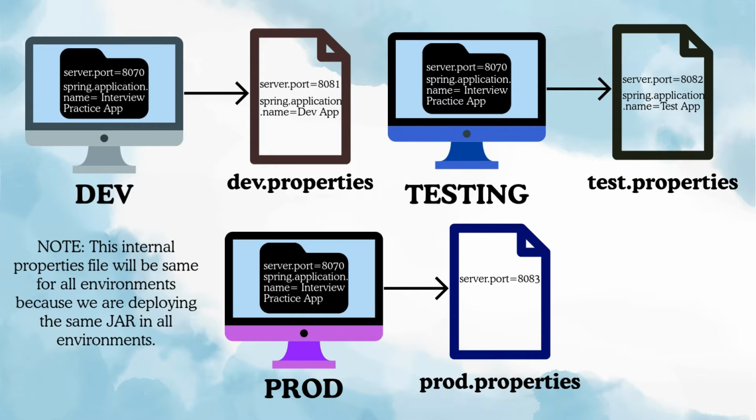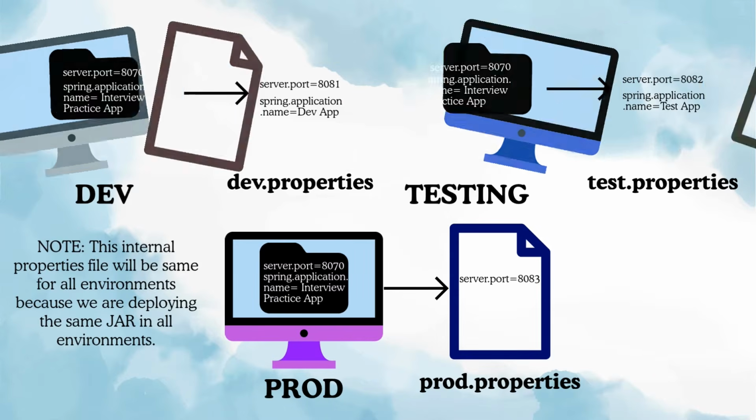Okay, so what happens in that case? On dev, Spring will use dev app. On test, it will use test app. But on production, since it's missing in the external file, it will use the internal one, interview practice app. Okay, so this fallback mechanism allows us to maintain default values inside the jar while still customizing them as needed for each environment using external configurations.